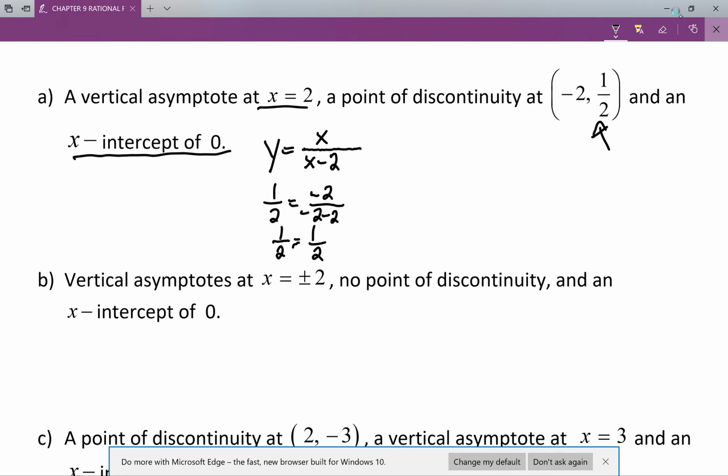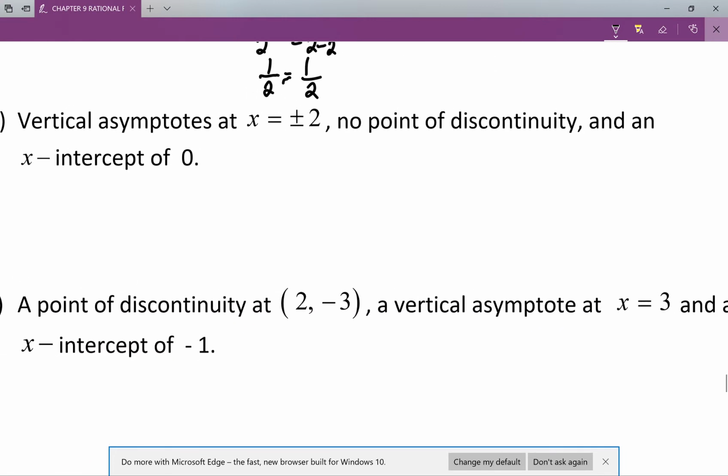So all that I'm going to do is include that point of discontinuity in here. So we get y equals x all over x minus 2. I'm just going to rewrite that, it's a bit messy. Apologies about that. So I get y equals x all over x minus 2. I see that my point of discontinuity occurs when x equals negative 2. So then we're just going to go x plus 2 all over x plus 2.